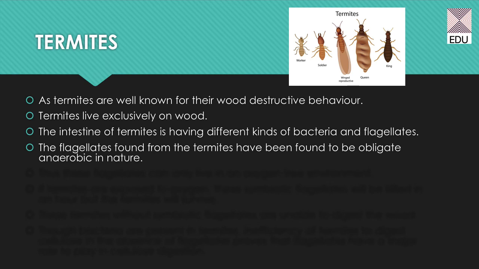The second type is facultative. So what will be a facultative anaerobe? That species which is living in anaerobic conditions, but if it is given oxygen, it will shift to aerobic respiration. So that will be a facultative anaerobe.